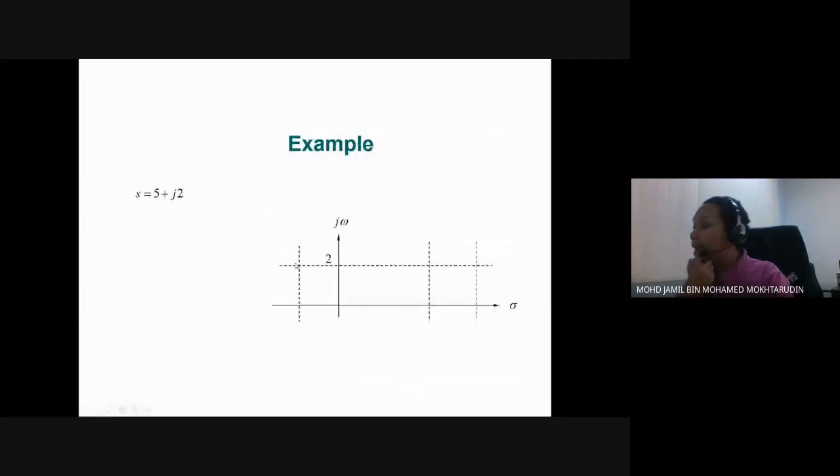Okay, so let's say you are given S equals 5 plus j2, and then you have F(s) equals S plus 3. So what you do is you replace S with this value here. So your F will become 8 plus j2.